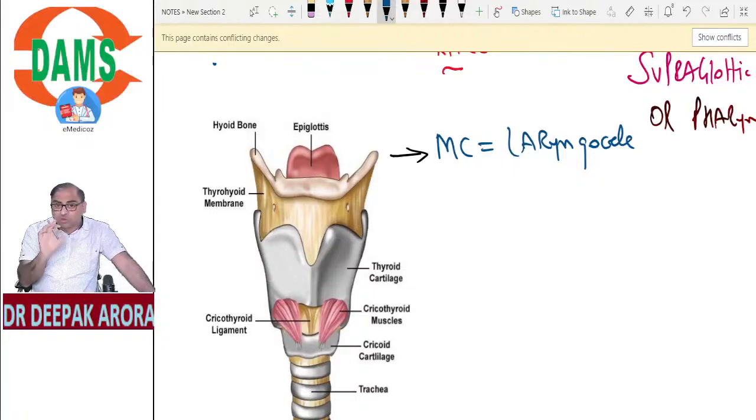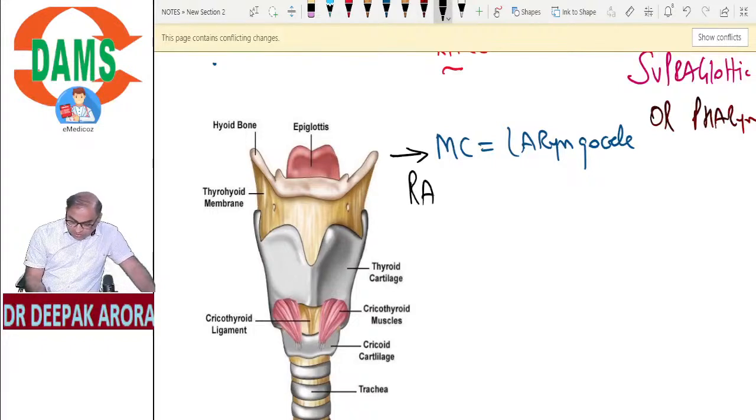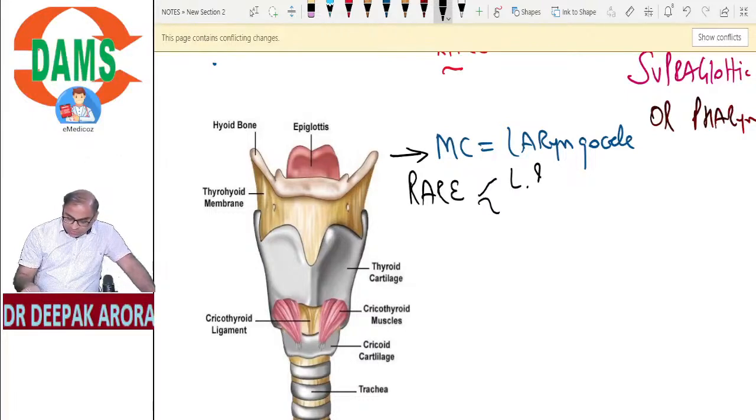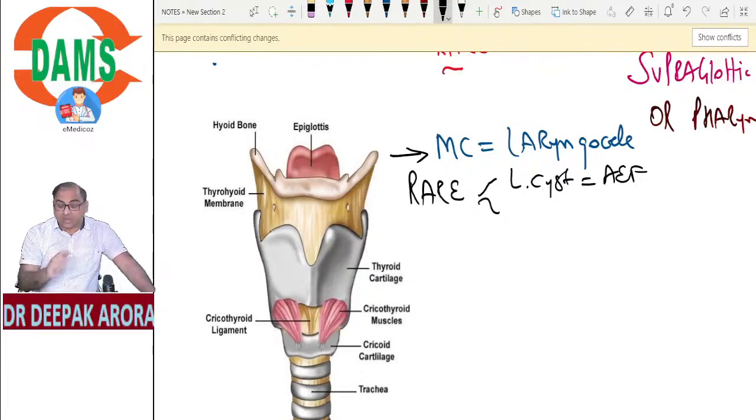Supraglottic, most common congenital: laryngocele. What are the rare conditions? My DAMS students will write the rare conditions. The rare condition will be either a laryngeal cyst. What is the most common site for a laryngeal cyst? The aryepiglottic fold. Yes, agreed. Or it can be a laryngocele.